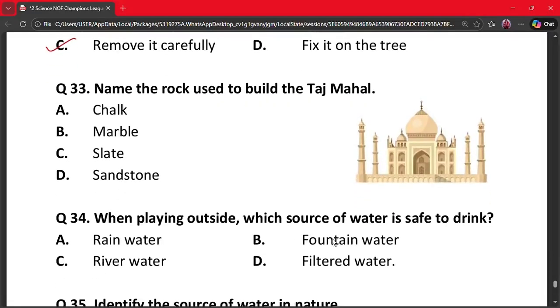Our next question is question number 33. Name the rock used to build the Taj Mahal. A. Chalk, B. Marble, C. Slate, and D. Sandstone. The correct answer is option B. Marble. The Taj Mahal is made of white marble. So the correct answer is option B, that is marble.